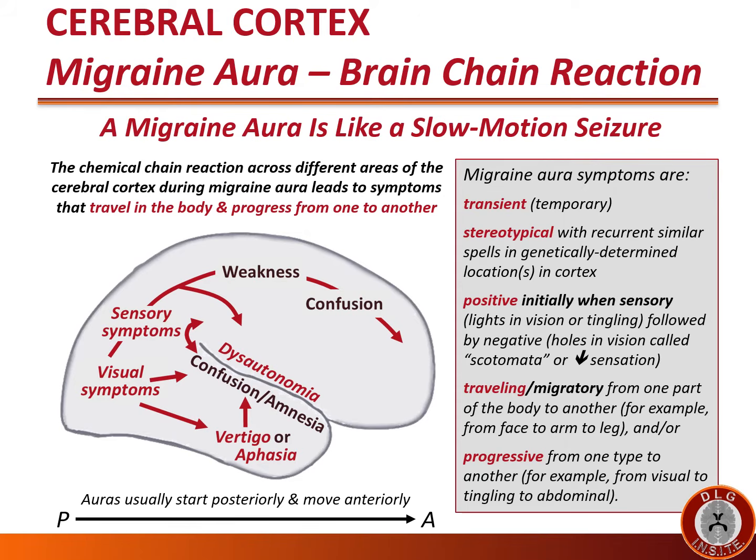One can tell if a migraine aura is causing symptoms when the symptoms are transient and stereotypical, that is to say, have recurrent similar spells in a genetically determined location of the cortex; when the sensory phenomena are positive initially, such as lights in the vision or tingling in the body, followed perhaps by negative sensory phenomena, such as holes in the vision called scotomata or decreased sensation; when the symptoms are traveling or migratory from one part of the body to another, such as going from the face to the arm to the leg; and/or when the symptoms are progressive, meaning they progress from one type of symptom to another, such as visual to tingling to abdominal, etc.